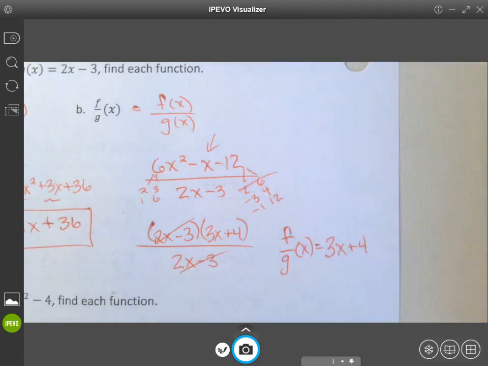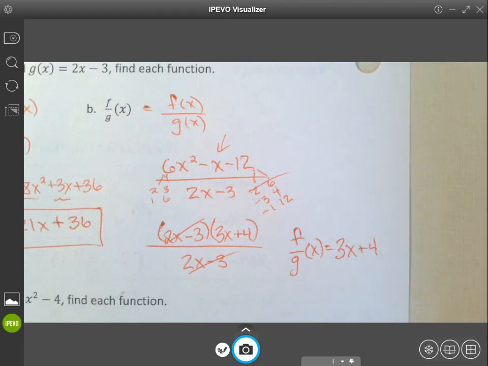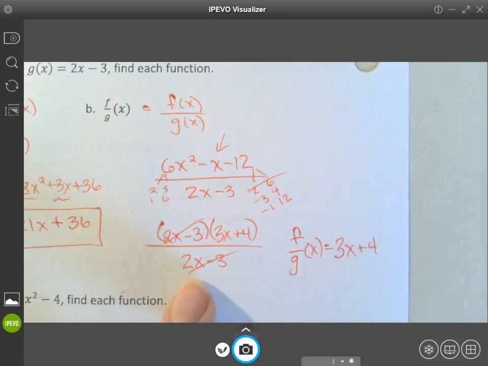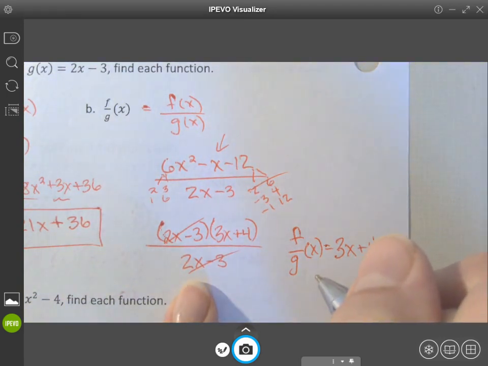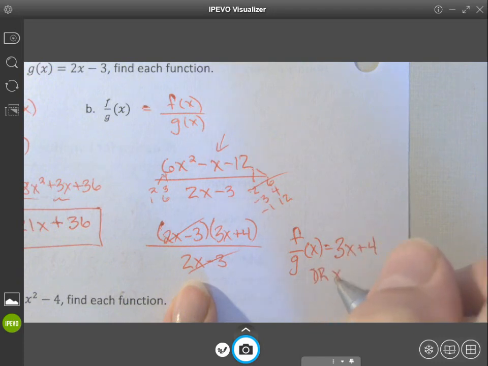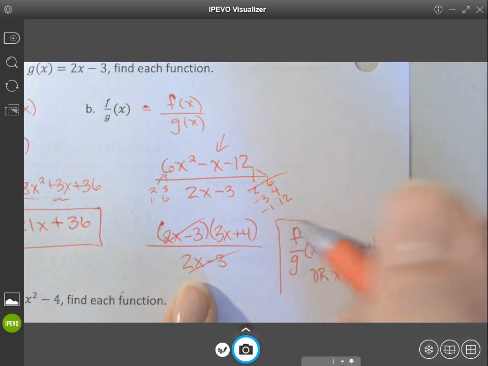You are missing part of your answer. What are you missing? The domain restriction, right? As soon as you see a fraction, the domain restriction comes from the original denominator before you cancel. So domain restriction, what can't x be? It can't be 3/2. And that is my final answer.